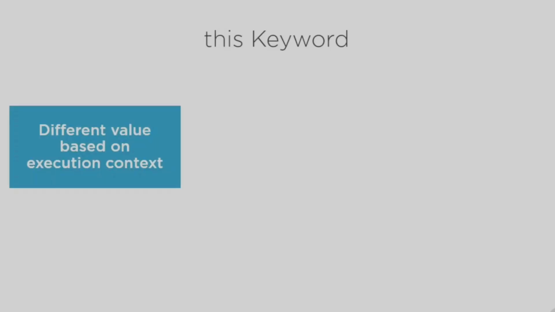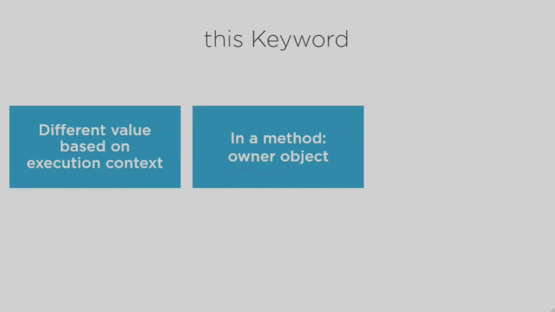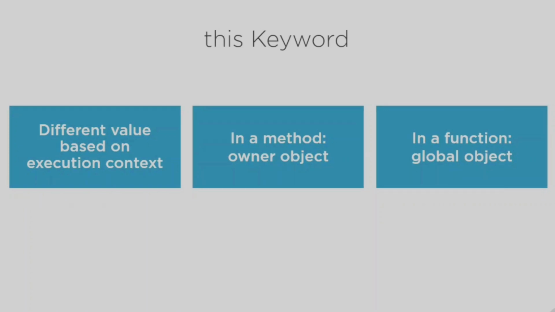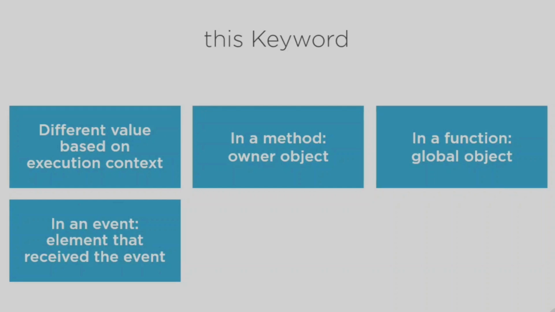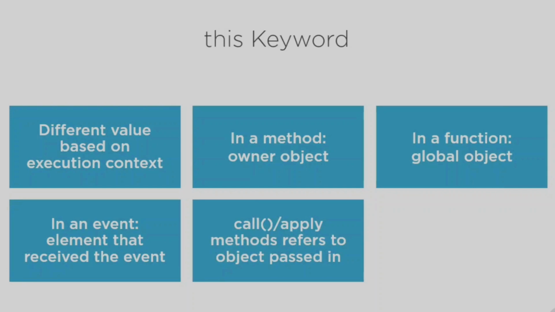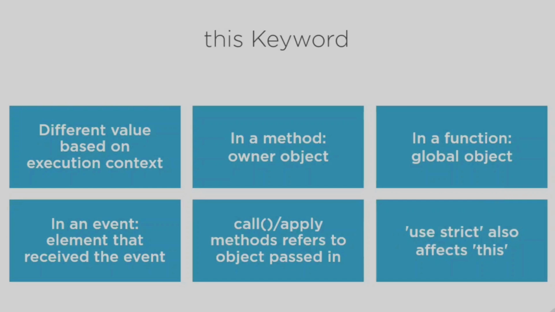Using this keyword will have different values based on in which context your code is executing. For example, when you're in a method inside of an object, this refers to the owner object. In a function or outside of any function, it refers to the global object or the window object. If you're in an event, it's the element that received the event. Call and apply methods actually refer to the object that's passed in. Now, use strict can also affect this, and we'll see that in this first demo.